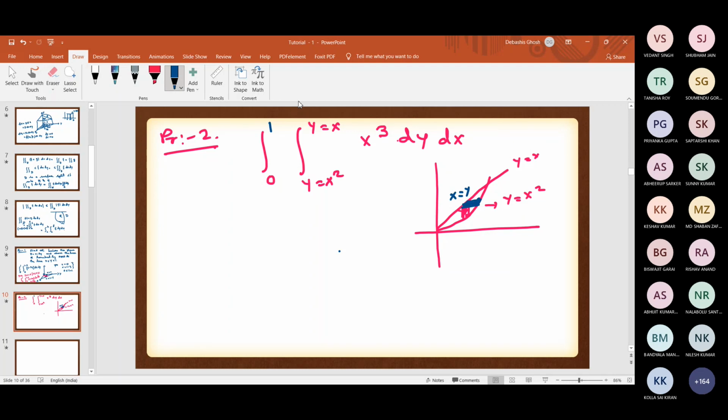And on this side the limit of x will be x equals under root y. So we can make changes here, whichever is favorable. That is integration 0 to 1, integration x equals y to x equals root y, and then you have x cube dx dy. 1 by 30, sir. Okay, that's the thing we can do.